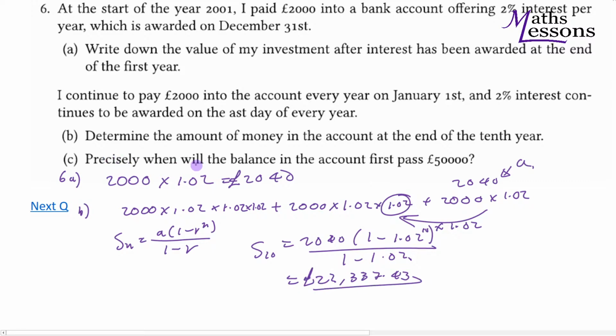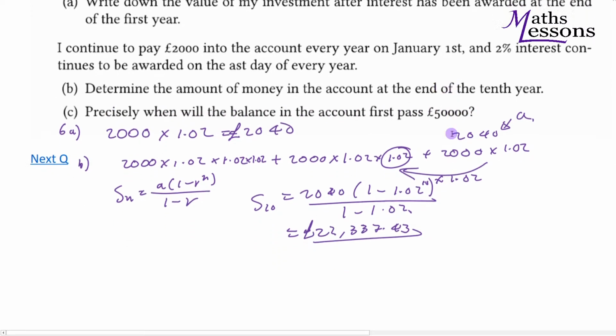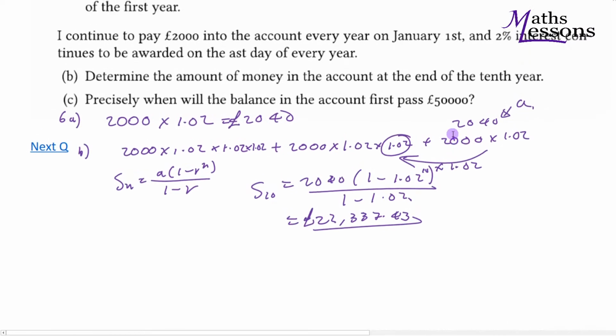Okay, so we want to find precisely when the balance in the account will first pass 50,000. Let's see how much space we've got. We've got that much space. Right, I'm going to try and get that in. So I've got 2,040 times (1 minus 1.02 to the n, we don't know what year) over (1 minus 1.02). And we want to know when that will be greater than or equal to 50,000.